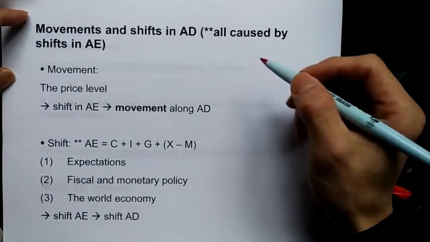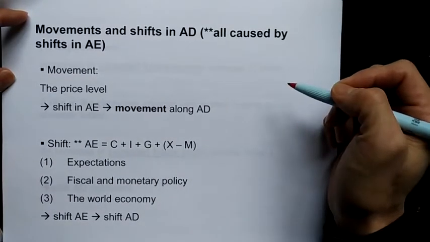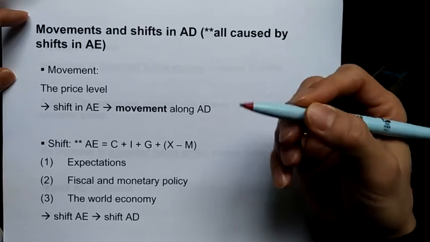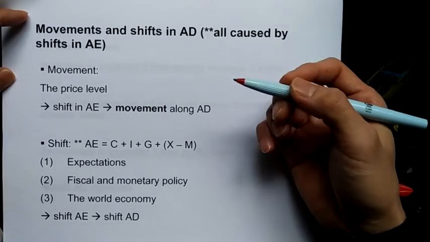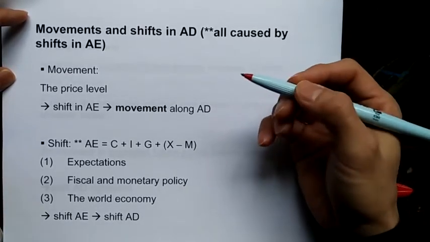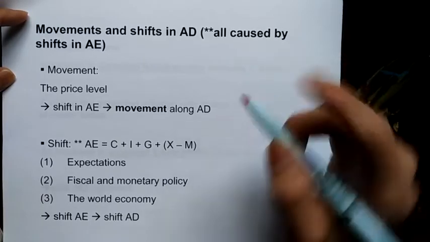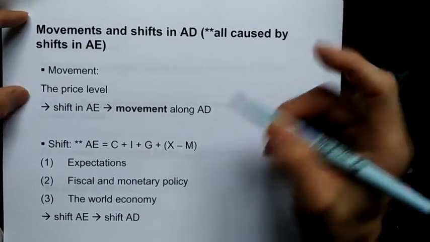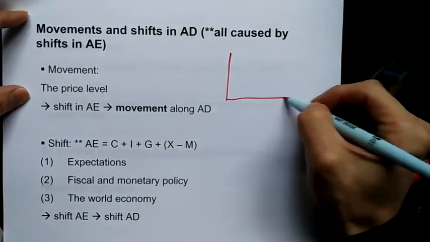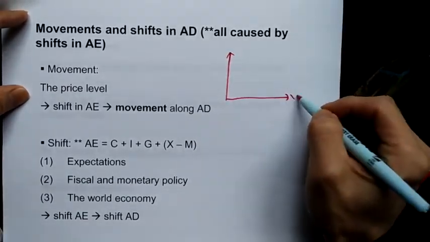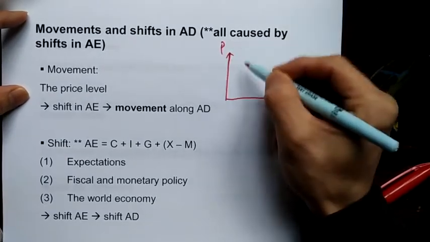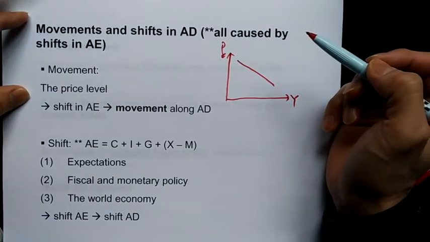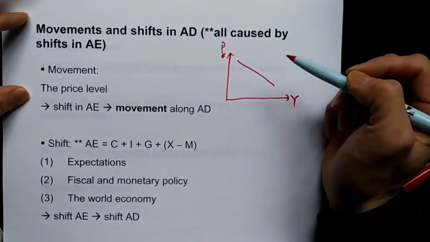After we draw a demand curve, the next topic is what causes a movement and what causes a shift. What causes a movement? Only one thing: the variable on the y-axis. Therefore, what causes a movement along the aggregate demand function? The answer is the price level.